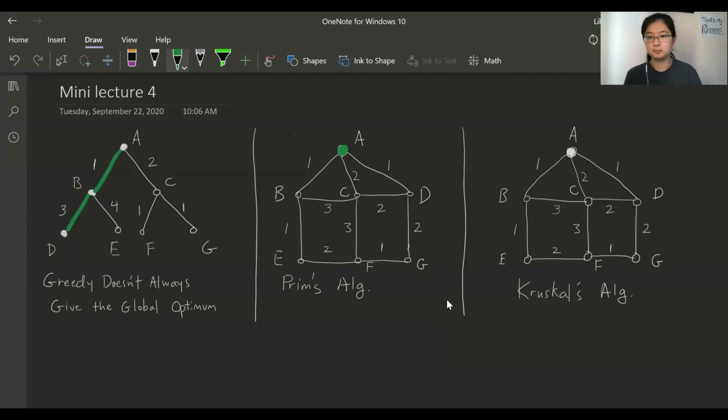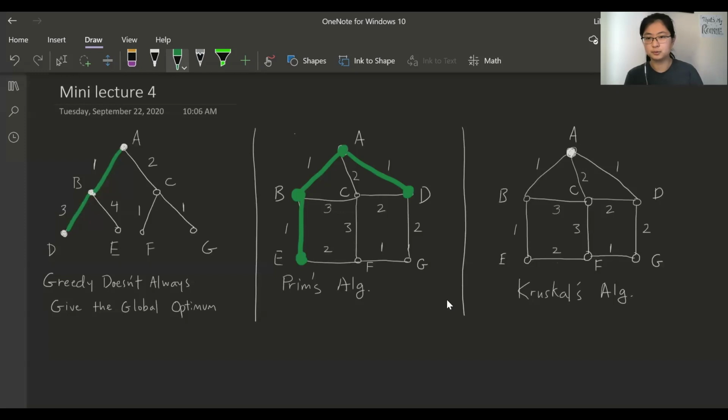So at vertex A, we see that there are three edges to choose from. The shortest one is either AB or AD, and let's break ties alphabetically, so we'll take AB. We mark B as traveled or visited, and then now the candidates are BE, BC, AC, AD. And we see that BE and AD are the shortest ones. Breaking ties, we take AD. And now our candidates are BE, AC, BC, DC, and DG. Of those, BE is the shortest, so we take it.